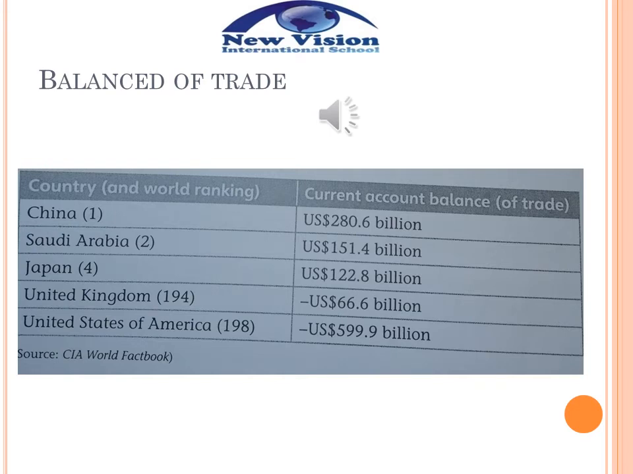As an example, here we have 5 countries, and we will see their balance of trade in the table. Through this table, we will see China and Saudi Arabia and Japan have a trade surplus. But United Kingdom and United States of America have a trade deficit.